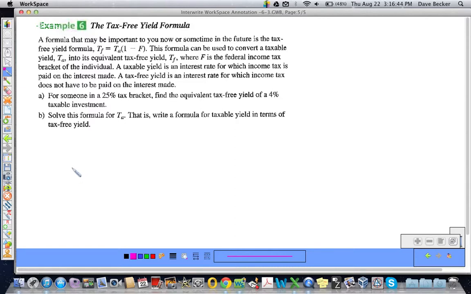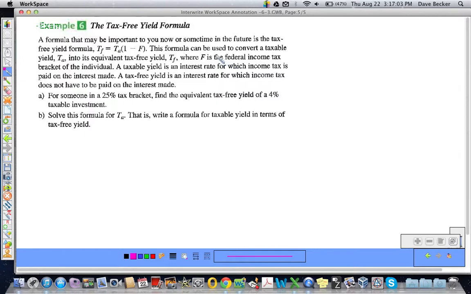Yes, this is it. The tax-free yield formula. So unfortunately, we're going to have to read through this. It's a lot of text, but build a bridge, get over it. A formula that may be important to you now or sometime in the future is the tax-free yield formula. T sub f equals T sub a multiplied by 1 minus f.